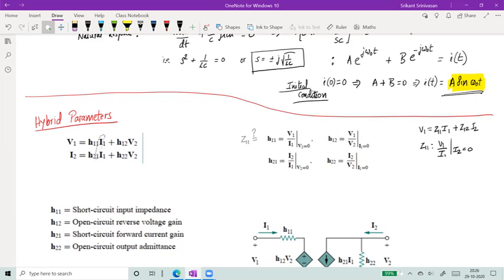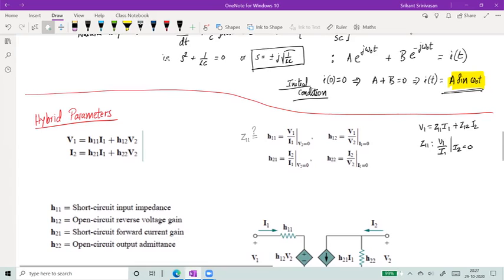Similarly, now if I put I1 equal to 0, that means I'm open circuiting the input side. So see, in the input side I'm open circuiting, in the output side I'm short circuiting. So when I open circuit the input side, then I get H12, which is V1 divided by V2, and H22 is I2 divided by V2. V2 divided by I2 is the output impedance. So H22 is I2 divided by V2. That means that's the open circuit output admittance. So H22 will be 1 by Z22, right? Because Z22 was V2 divided by I2 when I1 is 0.